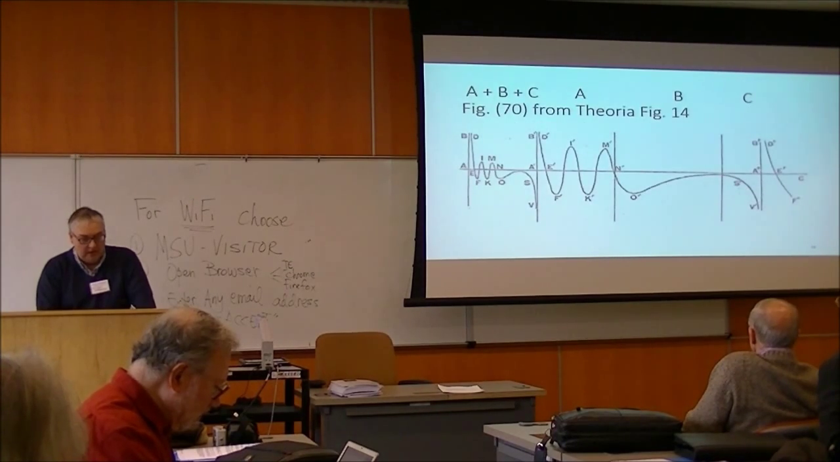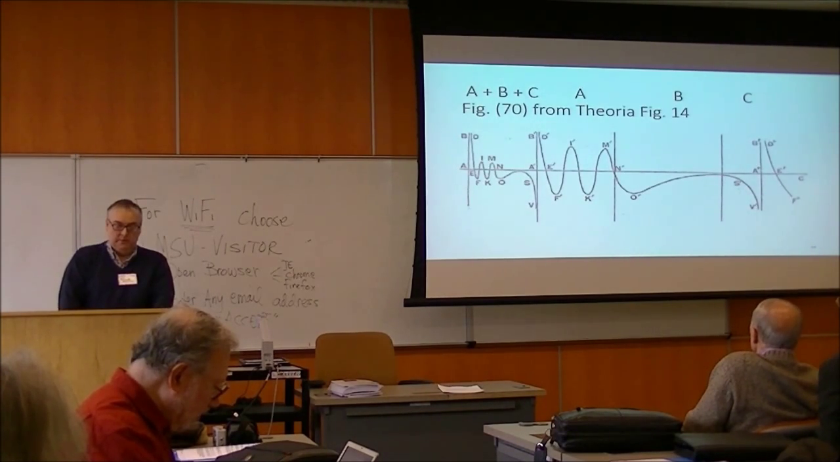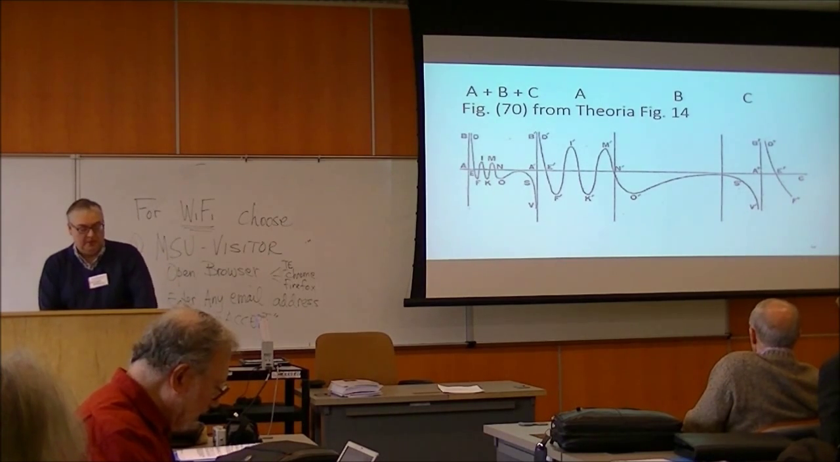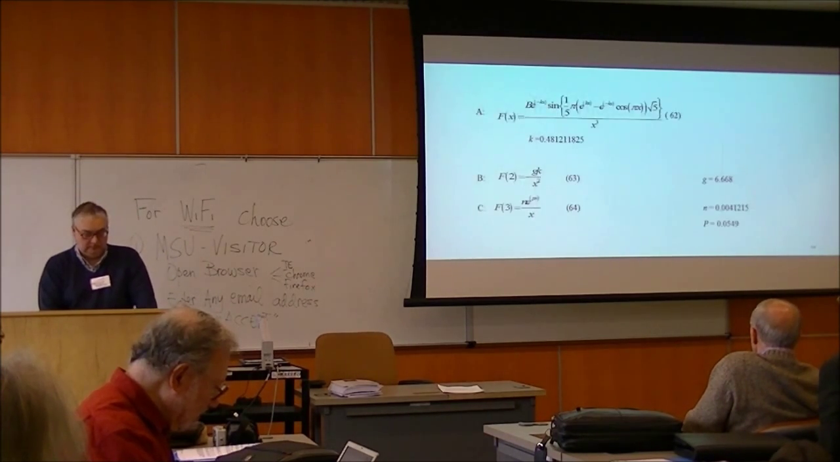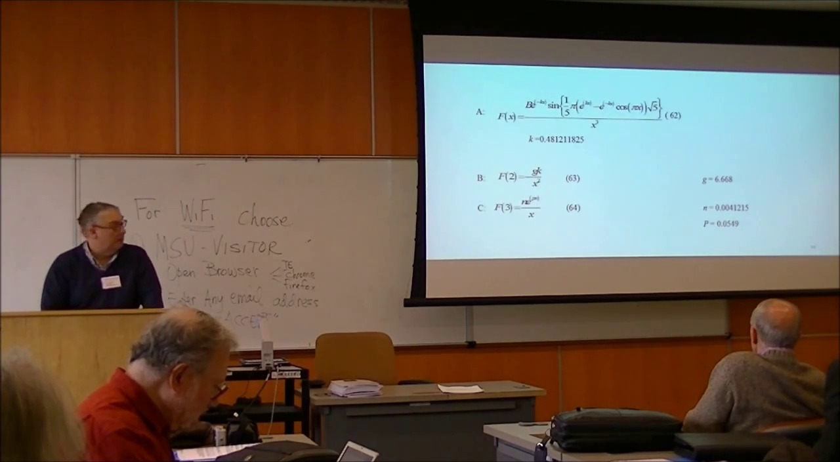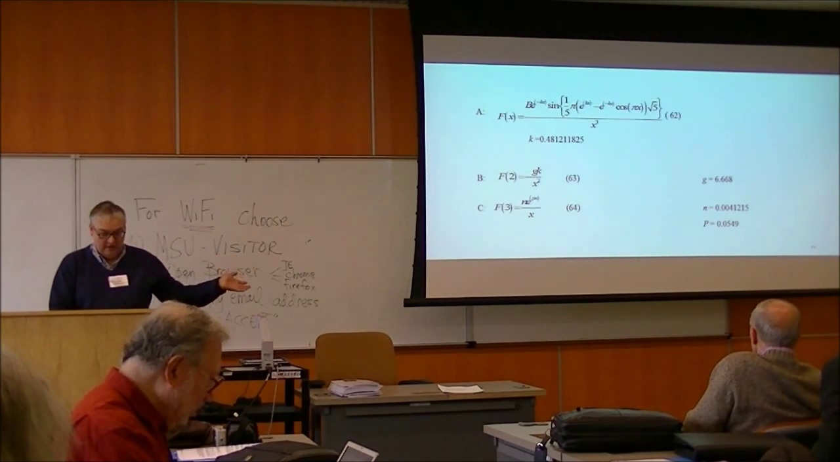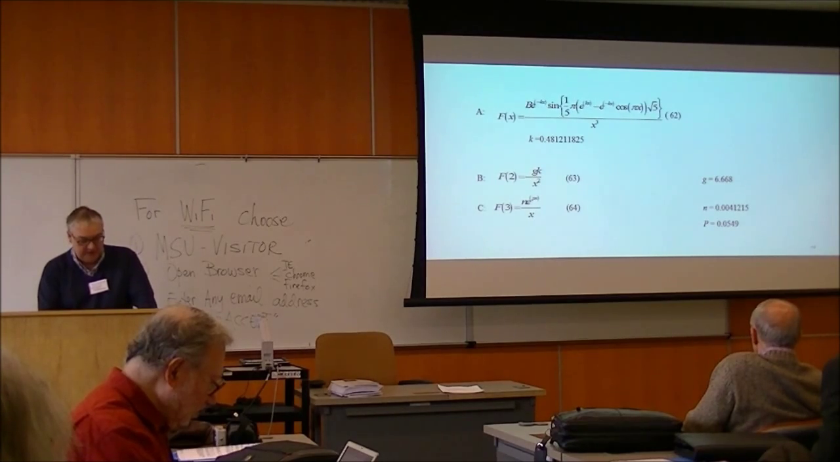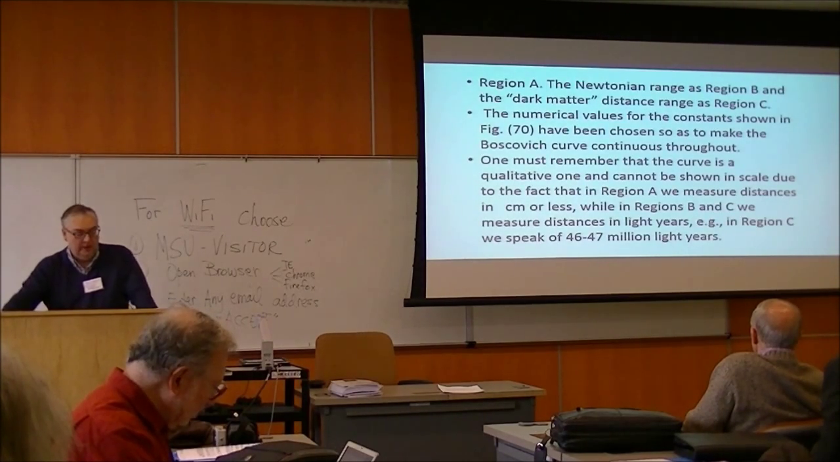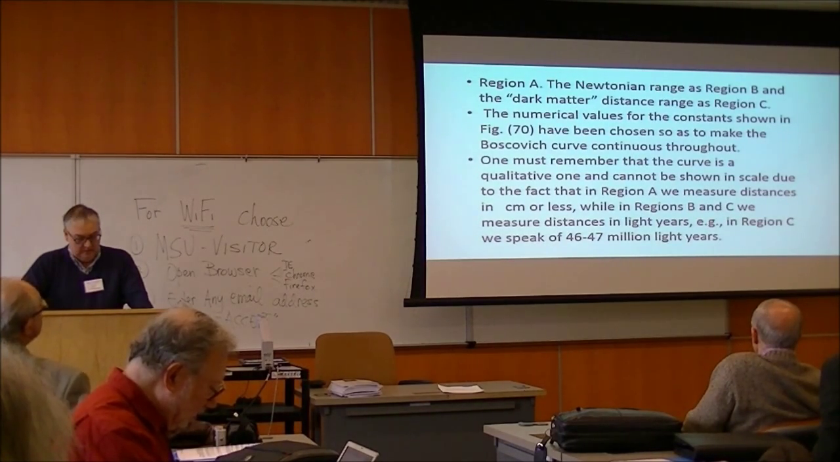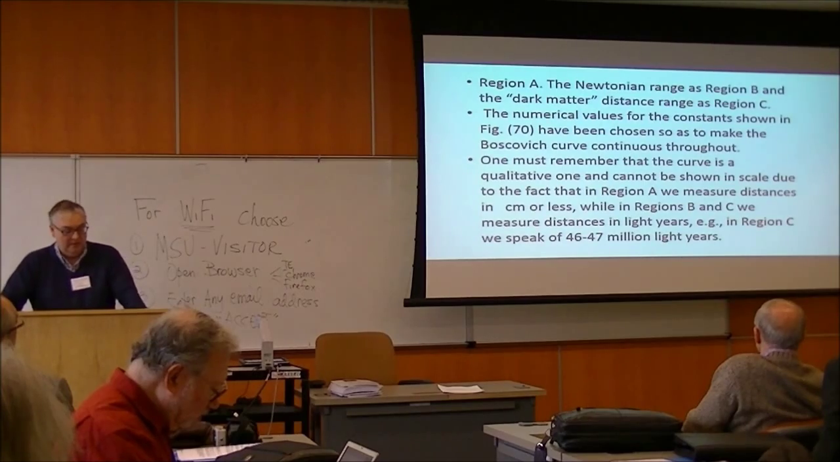So he analyses the Boscovich force curve into three parts, A, B and C, and gets this sort of mathematics. In region A, it's that equation. In region B, it's the other equation shown there, and in C, it's equation 64. Region A is the Newtonian range, region B the dark matter range, and region C the large distance range.